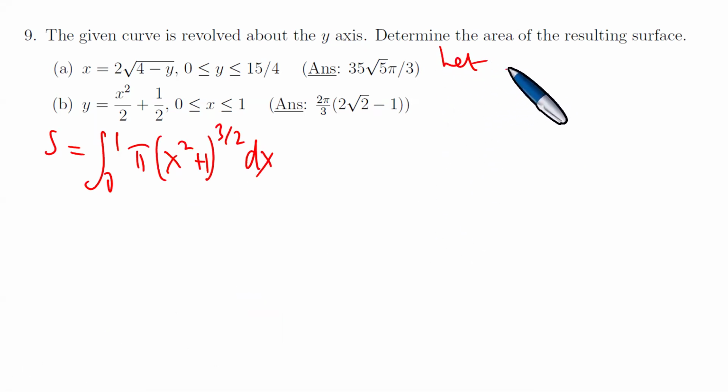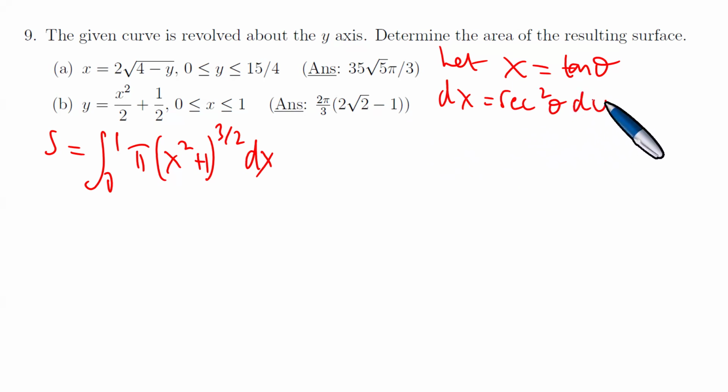You need to let x be equal to tan of theta. Let x be the tan of theta, because to integrate x squared plus 1, you need to use tan theta. It's a trigonometric substitution. So now dx becomes what? dx becomes the derivative of tan, which is secant squared of theta d theta.